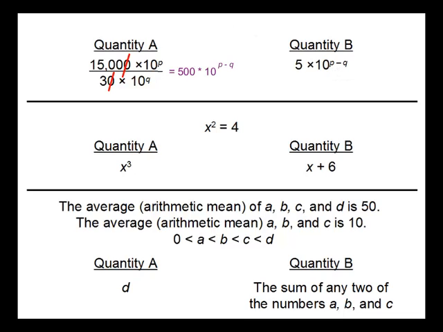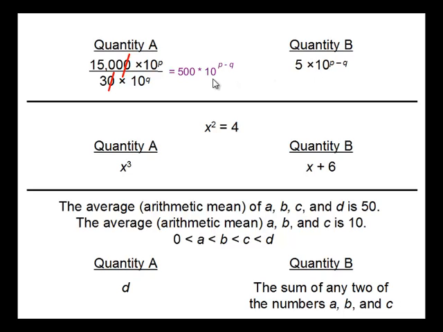So quantity A looks like this. You can cancel zeros. 1,500 divided by 3 gives you 500. We've rewritten that 10 to the P over 10 to the Q in its alternate form. And so now what you've got is 500 times something versus 5 times that exact same thing. And 500 of something is bigger than 5 of something if you're dealing with positive numbers.